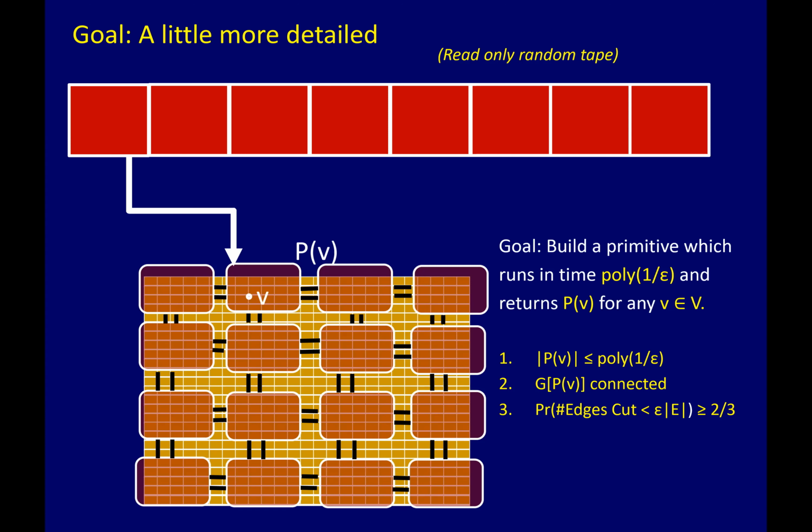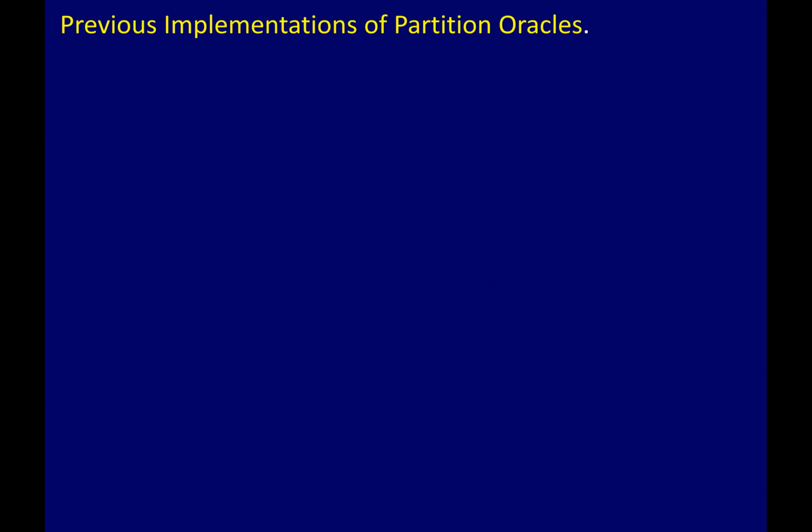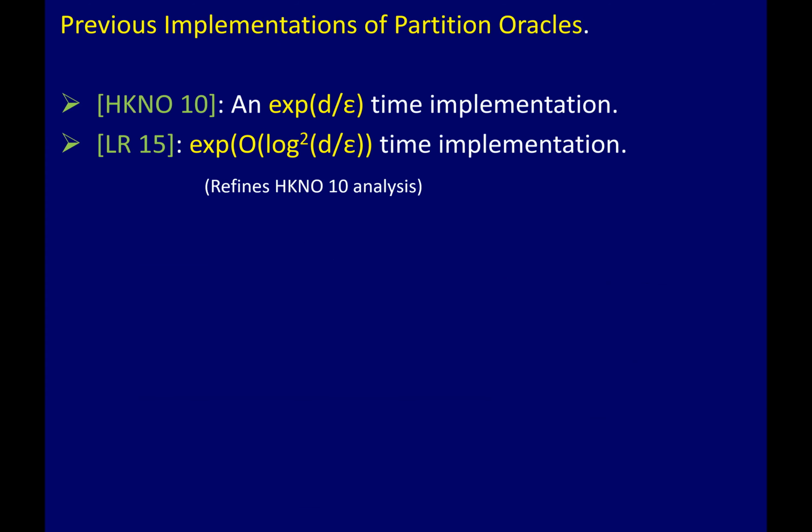Okay. So now let's see how previous approaches to this goal worked. What Hassidim, Kelner, Nguyen, and Onak did back in 2010 is that they gave an implementation of partition oracles that ran in time exponential in 1 over epsilon. And Levi and Ron gave a refinement, and their algorithm ran in time quasi-polynomial in 1 over epsilon. So I will outline the partition oracle by Levi and Ron, which uses lots of ideas from the partition oracle of Hassidim et al. And the design principle behind both of these oracles is the same.